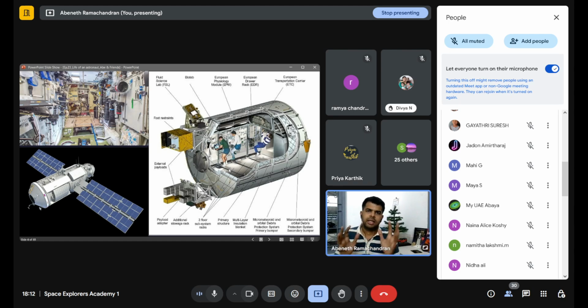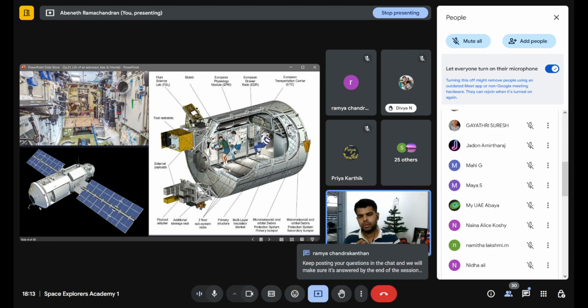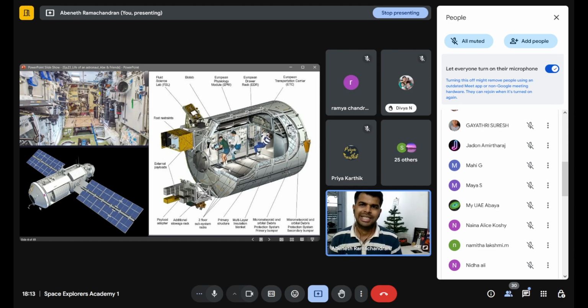This is the typical crew module, which has a lot of science experiments to do. The science experiments cover fluids, biological systems, and psychological systems. All of these are integrated into this crew module, so they can check and verify whether everything is performing correctly.